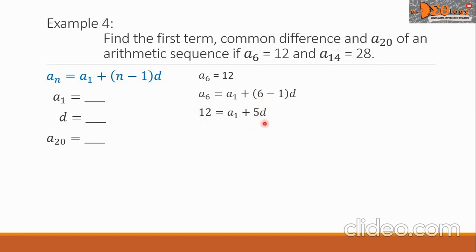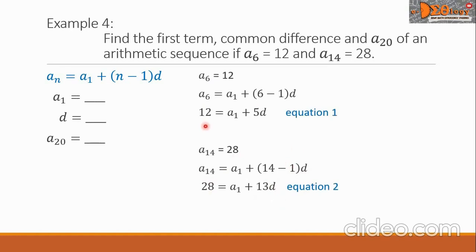So this is 5d. The second data is a sub 14 equals 28. Also, let us write this a sub 14 with regard to our general term formula. So a sub 14 equals a sub 1 plus the quantity 14 minus 1 times d. Let us substitute the value 28 for this a sub 14. So we have now 28 equals a sub 1 plus this 14 minus 1 is 13. Then the d is attached. So 13d.